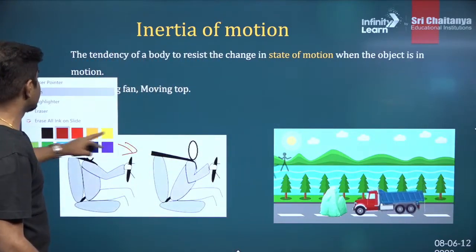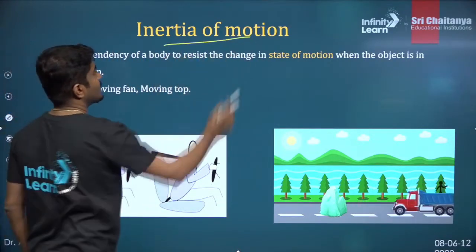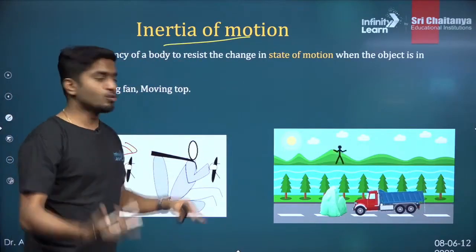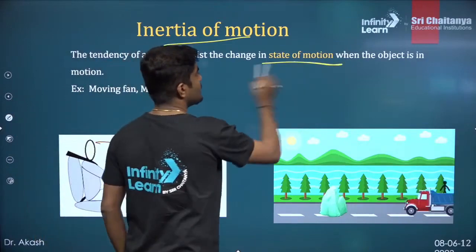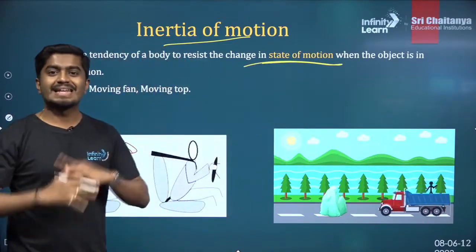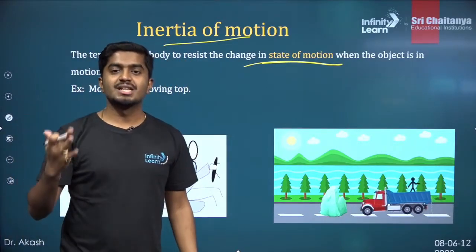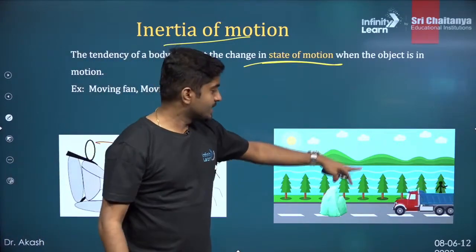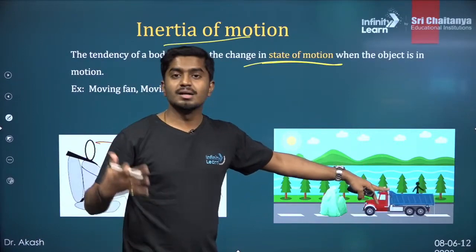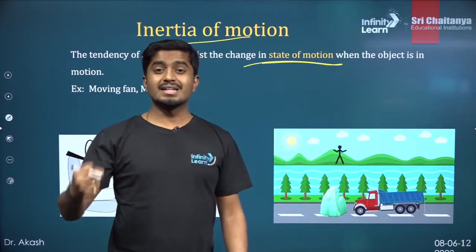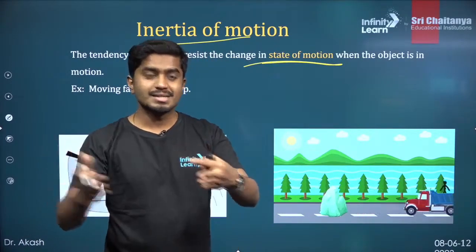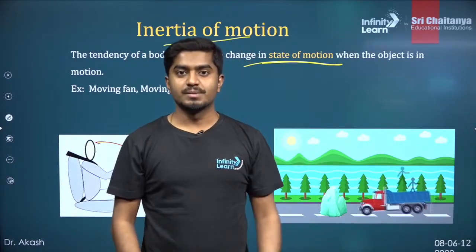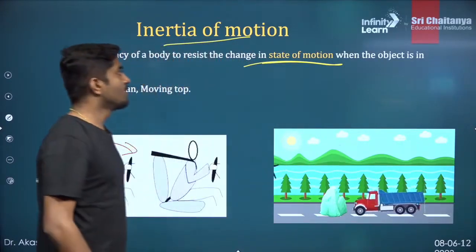This is called inertia of motion. The object will want to continue to be in the state of motion. Objects are lazy. They don't want to change their state of motion. You see this animation? Here the person on the truck suddenly stops, but the person has a speed, so he will fall down. Correct? That is the inertia of motion.